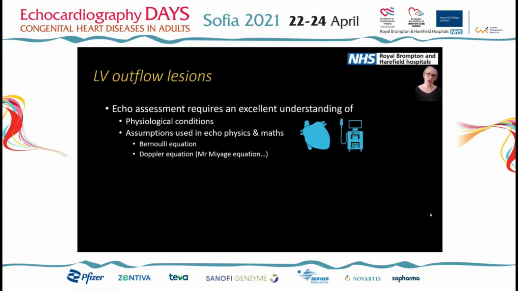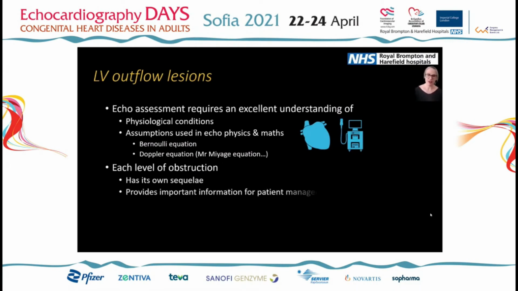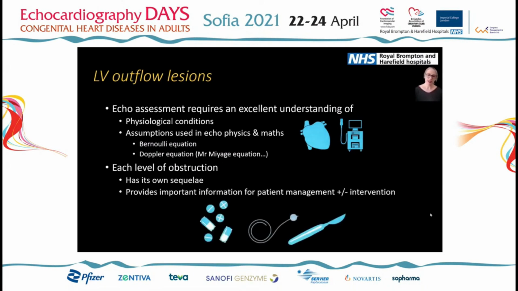So be aware of the shortcomings of the Bernoulli equation, of the Doppler equation. Remember, angle is really important. Remember, we can get into trouble in echo when we have serial stenoses. Each level of obstruction for both inflow and outflow lesions has its own sequelae, so we need to be understanding of what that is. And the echo obviously provides really important information for both patient management and consideration of intervention.